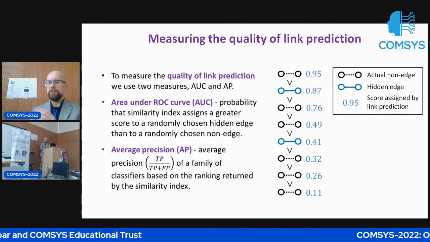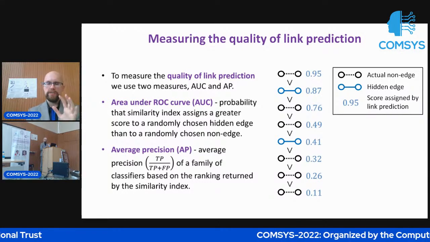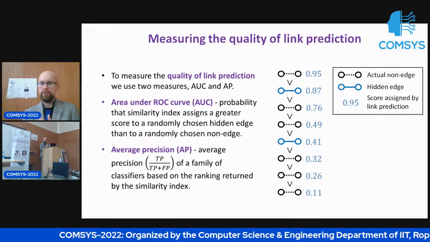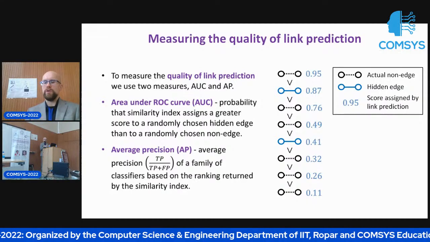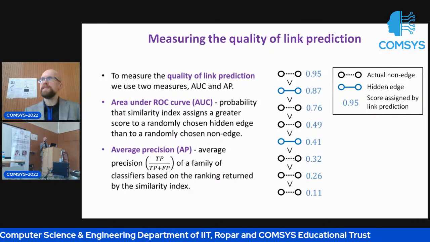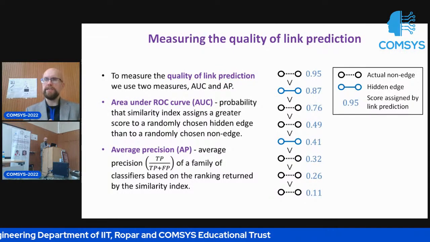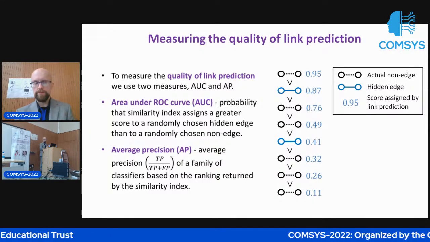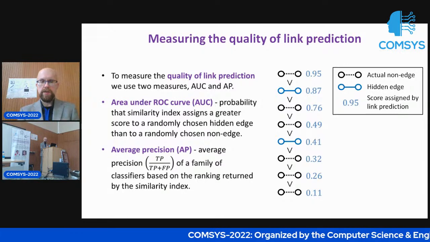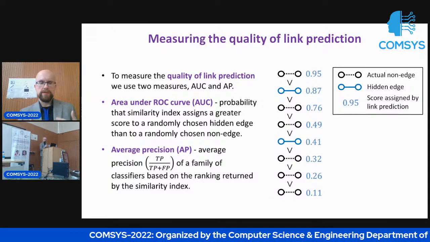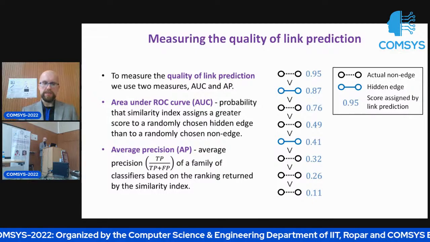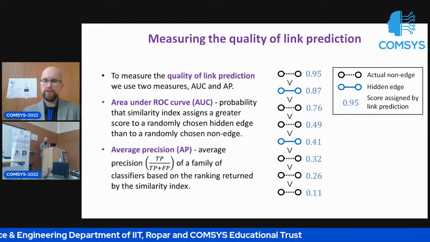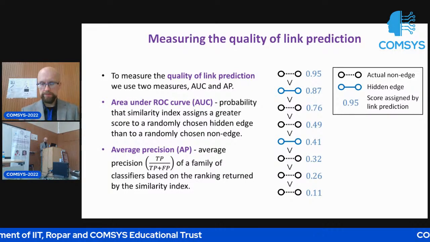We take a look at the ranking of all the non-edges given by the algorithm. An algorithm will produce a ranking, right? Some of these are actual non-edges, so edges that do not exist. The others are hidden edges, so edges that exist in the network but remain undisclosed to the outside world. And how do we evaluate this ranking? Well, in the AUC, the quality of a ranking is the probability that a randomly chosen hidden edge will get assigned a greater value than a randomly chosen non-edge.